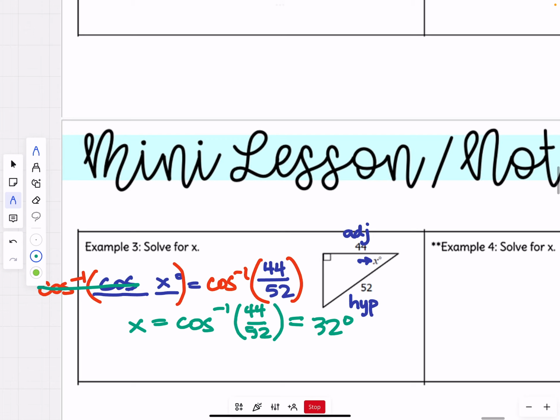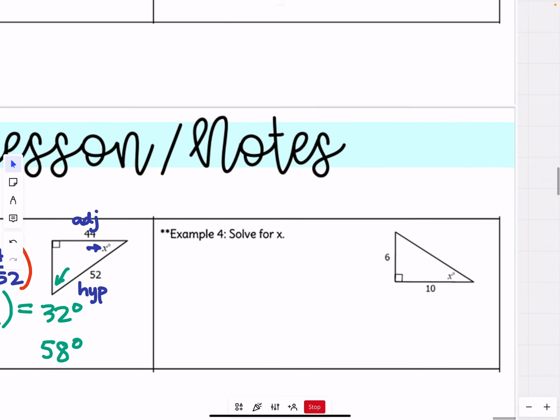All right, for bonus points here, if x is 32 degrees, what is the other triangle angle measure, that other acute angle? Hopefully, if you crunch that in your calculator, pause if you want to figure it out by yourself, it should end up being 58 degrees.